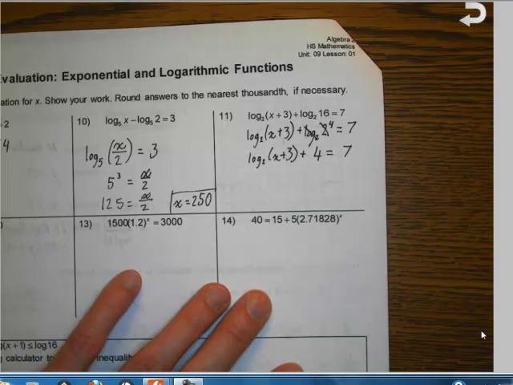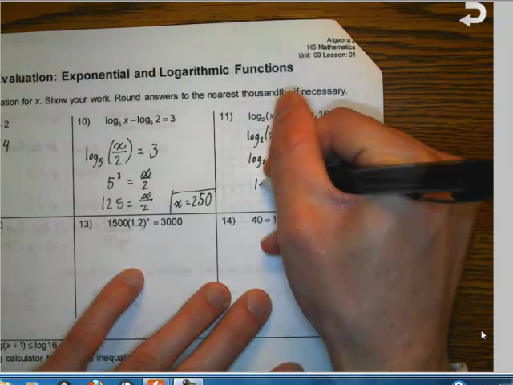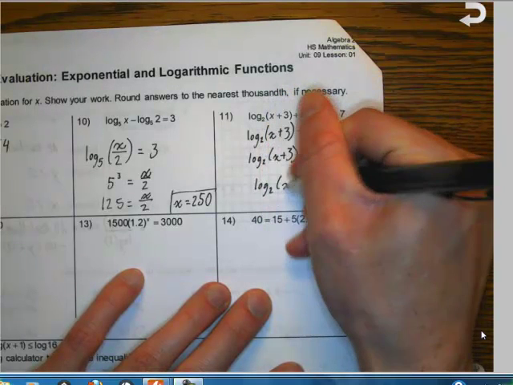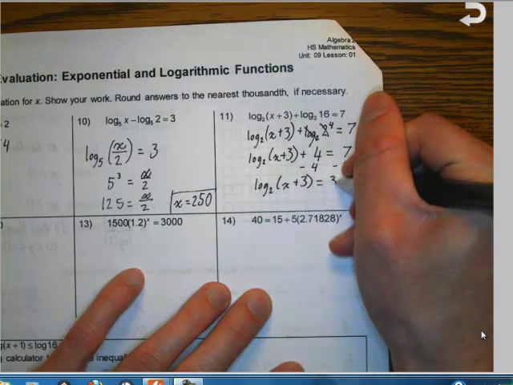4 is a constant, yes? 4 is a like term with 7. What can we do with it then? We subtract 4 from both sides. And now we have log 2 of x plus 3 is equal to 3.